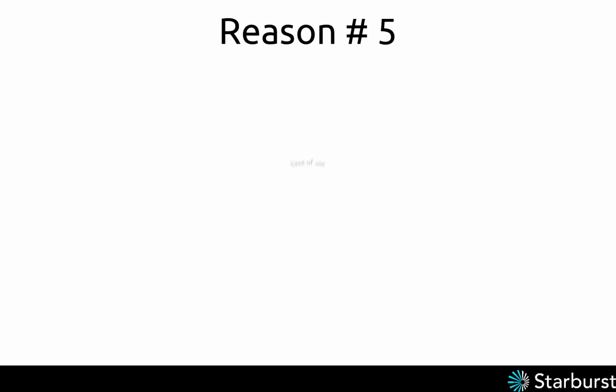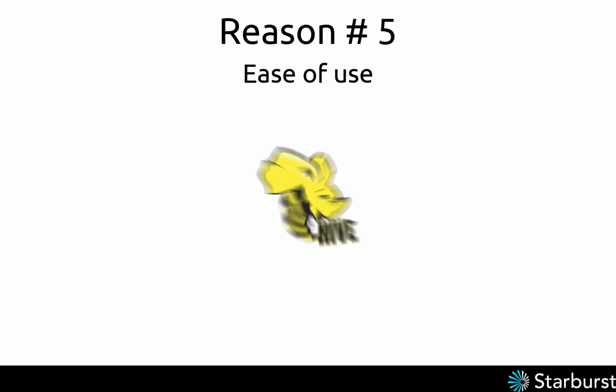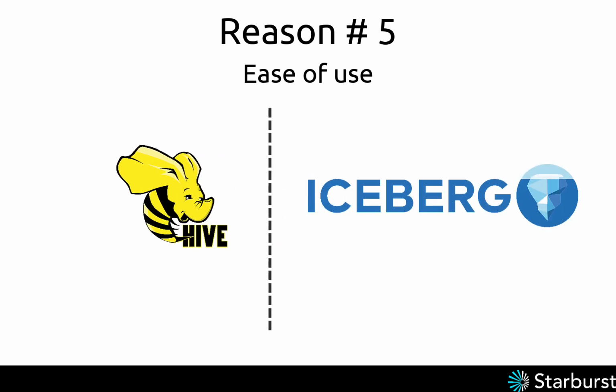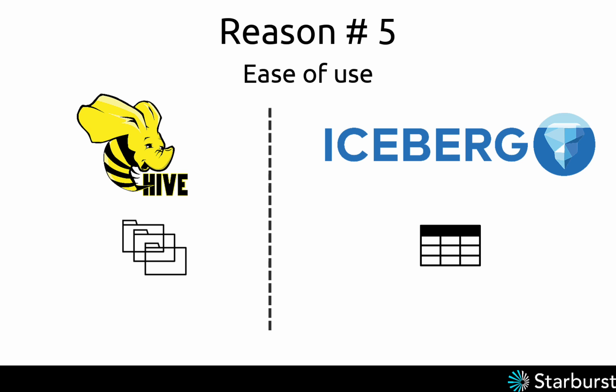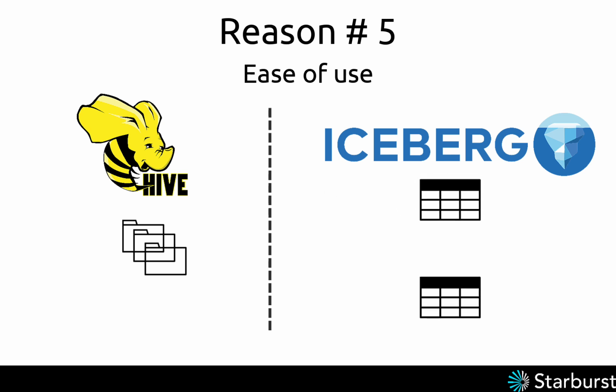Reason number 5, ease of use. The last reason is also the most important. Hive is just not easy to use. Iceberg is very easy to use. Hive requires extensive rewrites, folder-level updates, and does not adapt to change well. Iceberg is designed for fast-moving modern data. Change is built into its architecture, and it's much easier to use because of this.